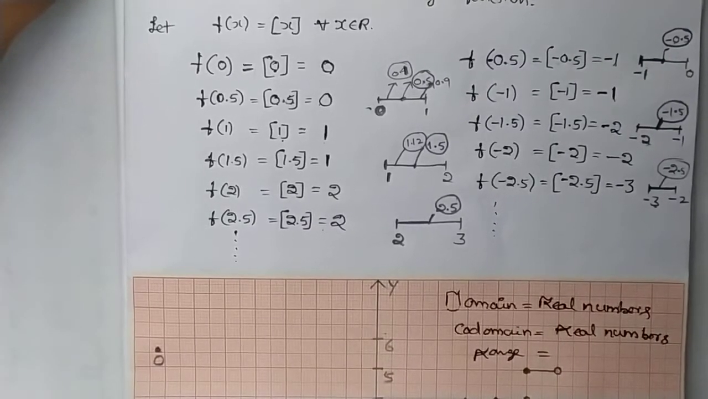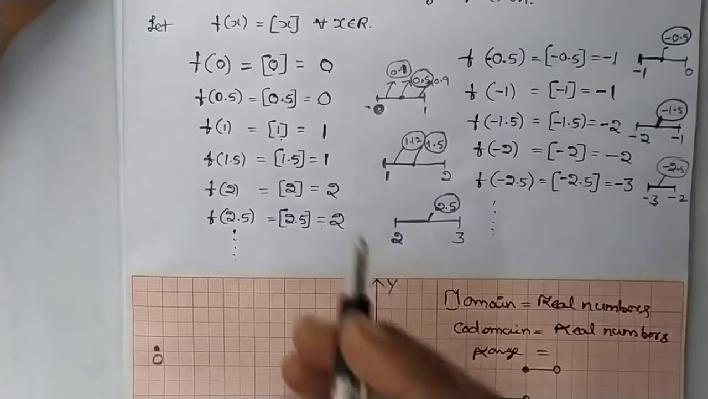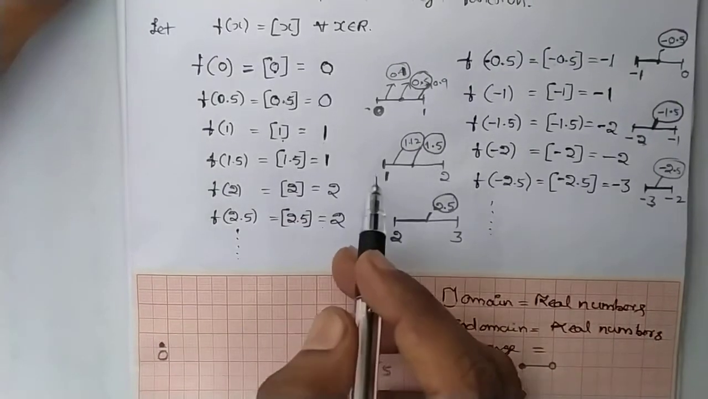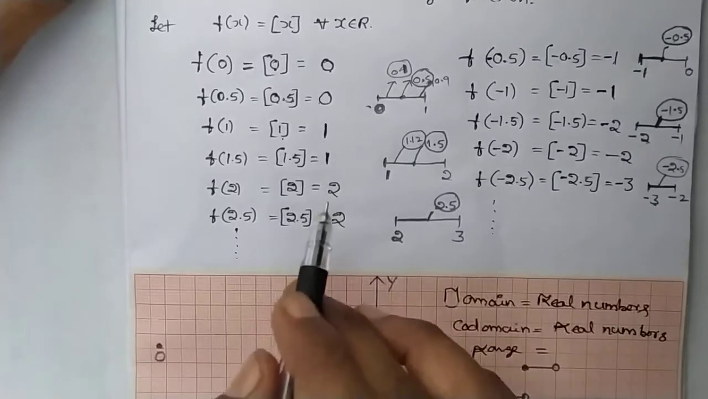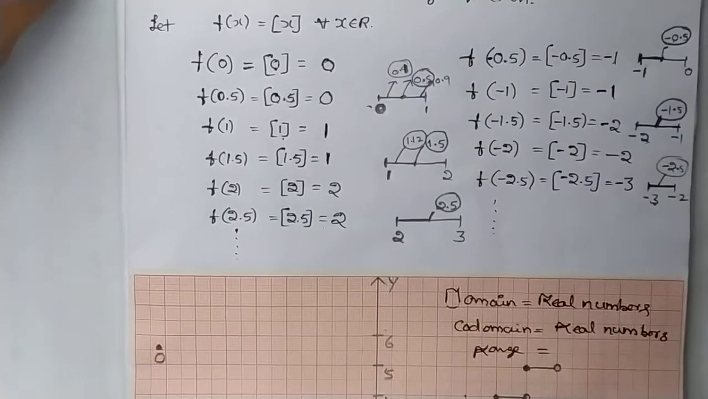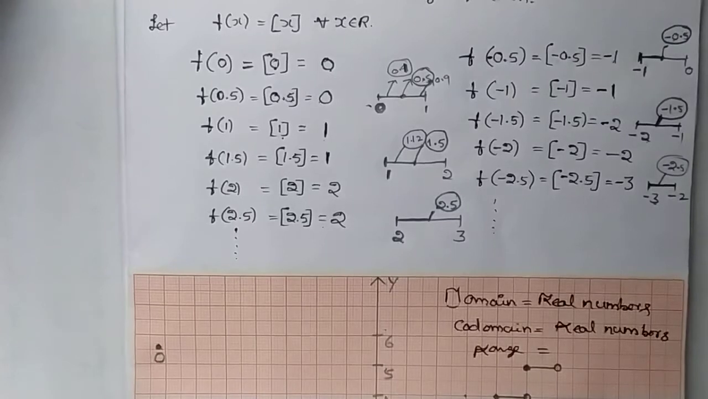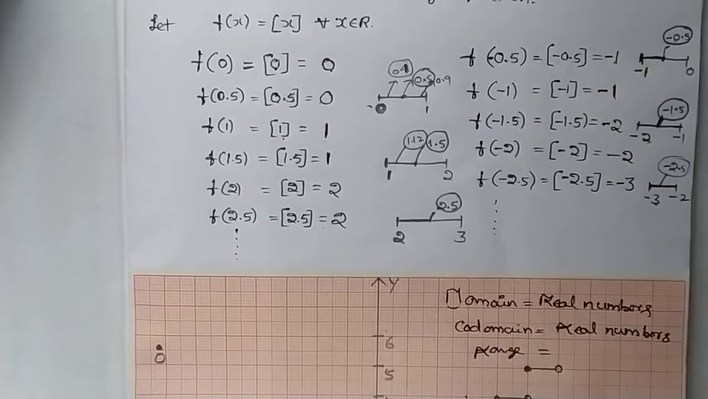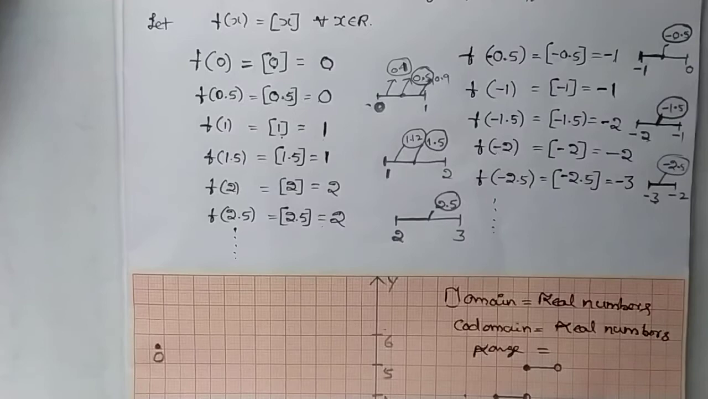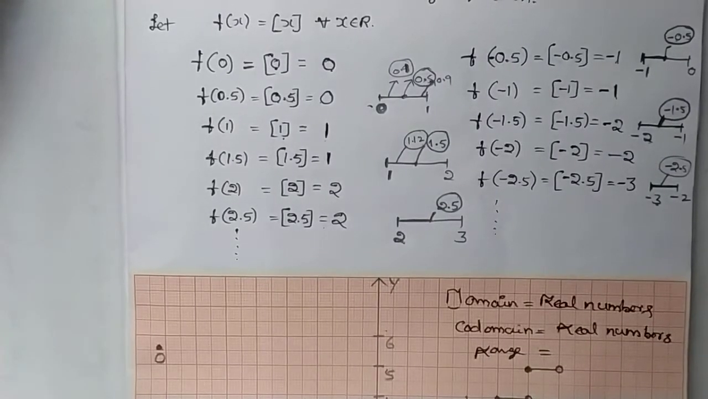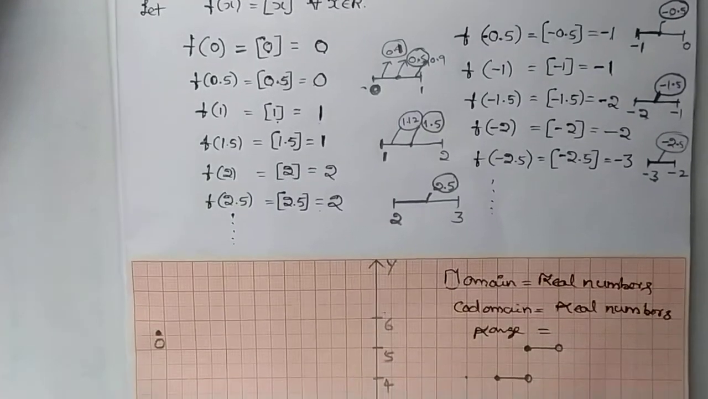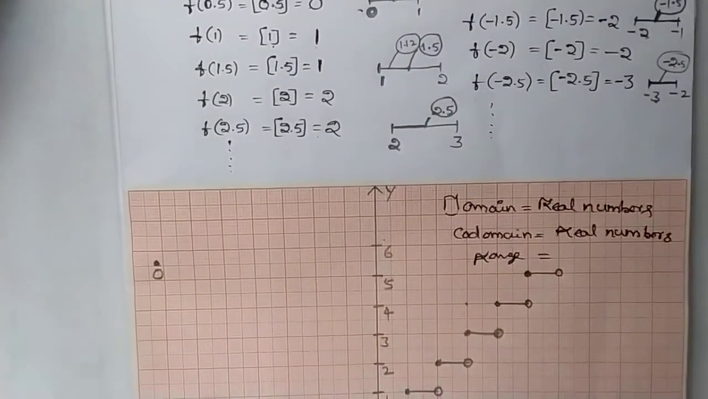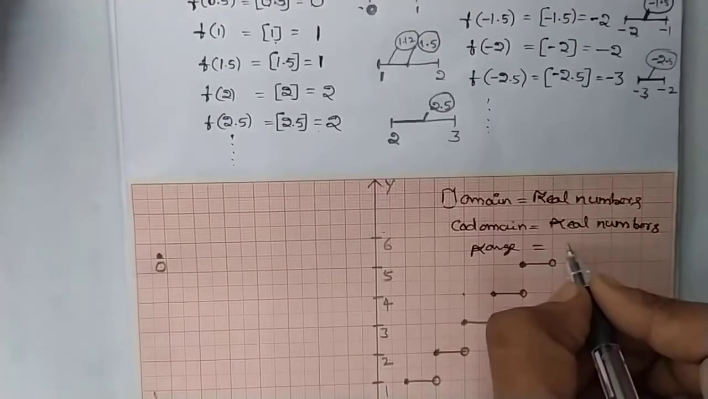Which kind of numbers are these? You just observe, we are not getting decimal numbers in the output values. We are getting the exact values, that is 0, 1, 2, 3, 4, 5, 6, and so on, as well as minus 1, minus 2, minus 3, minus 4, minus 5, minus 6, and so on. Which kind of numbers are these? All are integers. Range will be integers only.